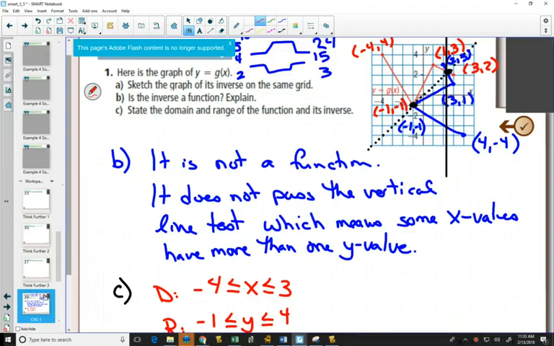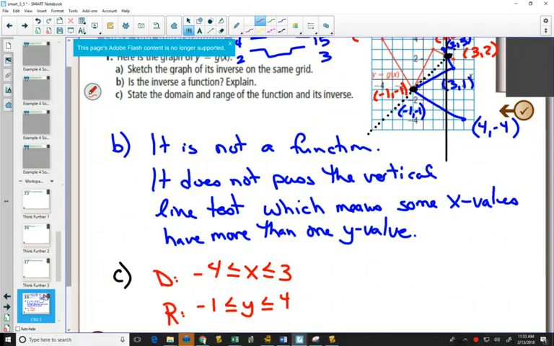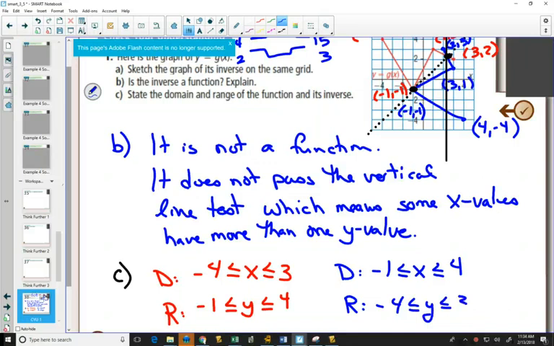And now when we look at the domain and range of our blue graph, again, we can look at the graph and say, now what's my smallest x value? It's minus 1. And my largest x value is 4. My smallest y value is negative 4. My largest y value is 3. And what do we notice?